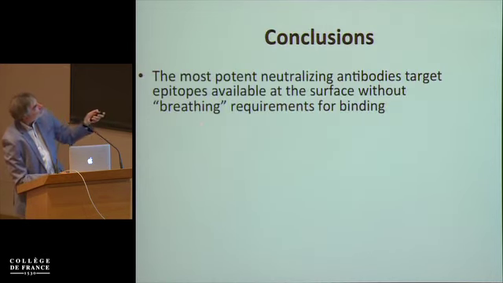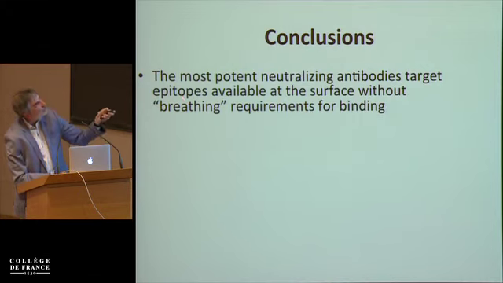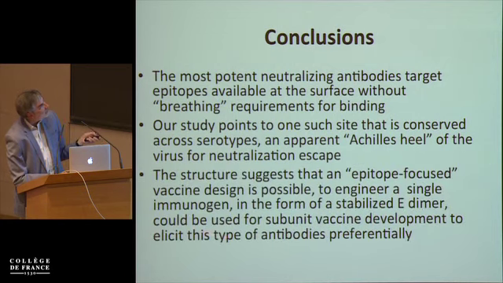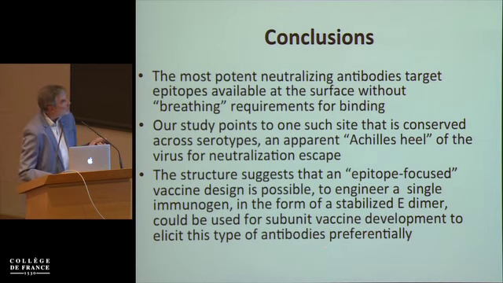In conclusion, the most potent neutralizing antibodies target epitopes available at the surface without this breathing requirement. Our study points to one such site that is conserved across serotypes, and we could consider Zika a member of a super serogroup now. It's an apparent Achilles heel, a vulnerability site. And the structure suggests that an epitope-focused vaccine design is possible, to engineer a single immunogen in the form of a stabilized E dimer for subunit vaccine development, to elicit preferentially this type of antibody.